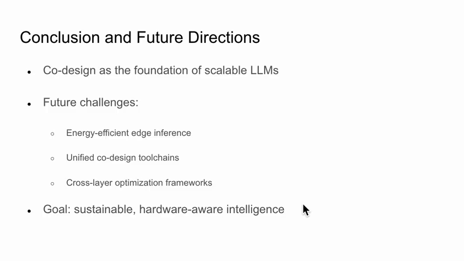The authors emphasize three open directions: building energy efficient inference on edge devices, creating unified co-design toolchains that connect all layers, and developing frameworks that automatically explore trade-offs across accuracy, latency, and energy. In short, future AI systems will be designed with hardware in mind from the very beginning.